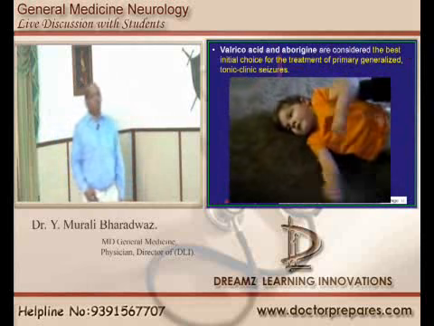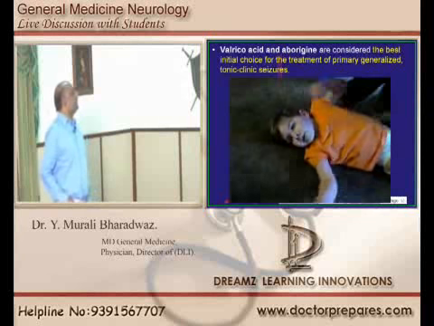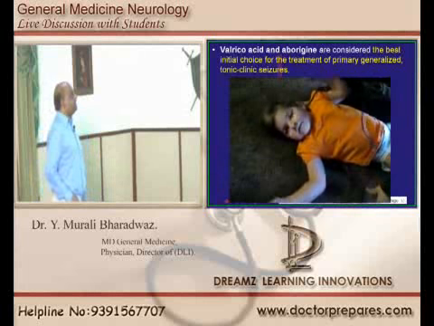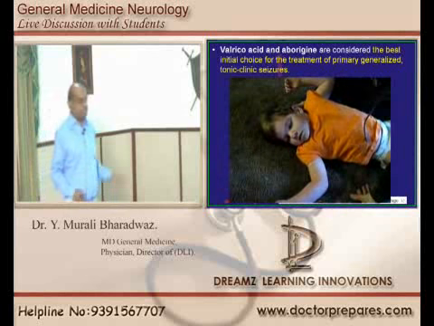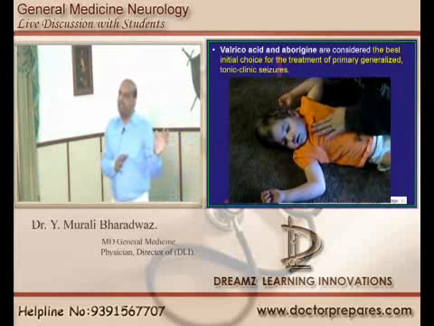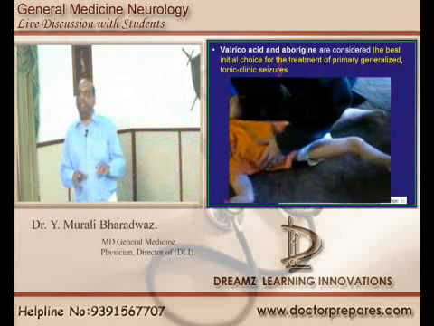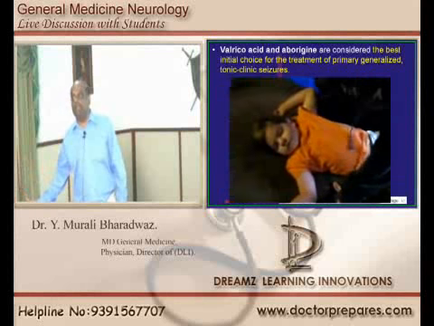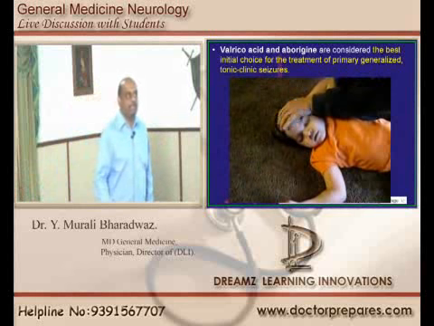Then what is the best way to treat primarily generalized tonic-clonic seizures? Basically, valproate and lamotrigine are the best initial choice. So here you need to differentiate, doctor. You have partial seizures, generalized seizures. In the generalized seizures you have primarily generalized and those which are partial seizures initially, which later became secondarily generalized. How do you identify whether it is primarily or secondarily generalized?